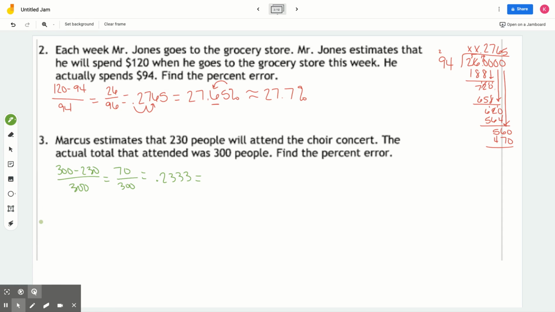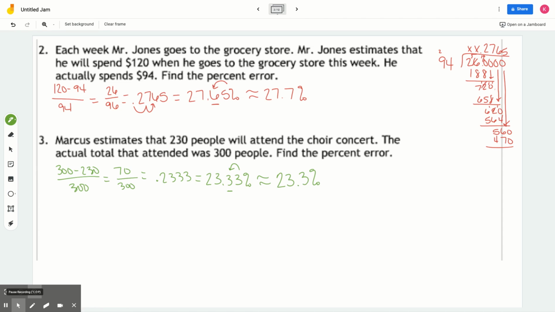As you've set up the problem, we're going to subtract our two amounts. 300 minus 230 is 70. Divide that by the actual amount of people, which is 300. When we divide 70 by 300, we get 0.2333. Now again, try to change that to a percent and round to the nearest 10th of a percent. Here we have 23.33%. The value in the second spot behind the decimal is a 3, which tells the 3 before it to stay the same. So our percent of error will be approximately 23.3%.